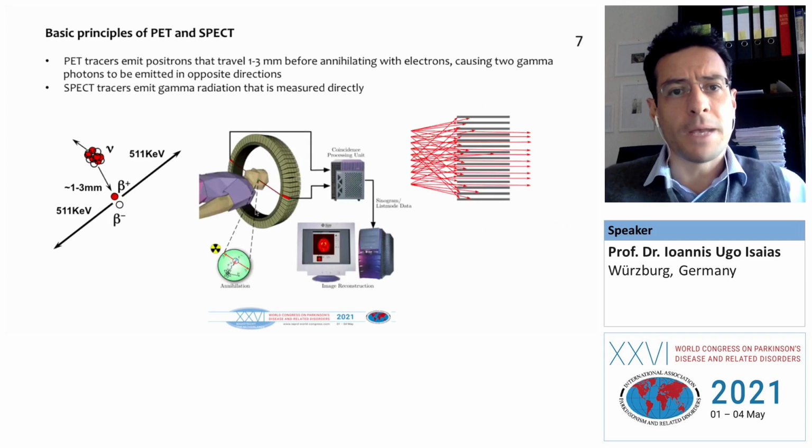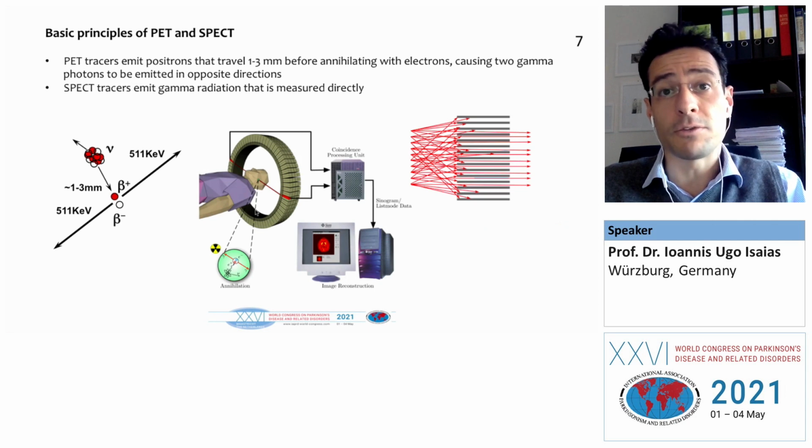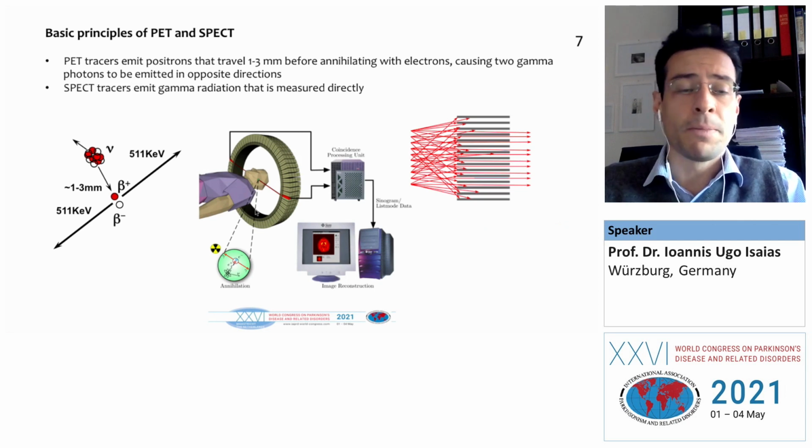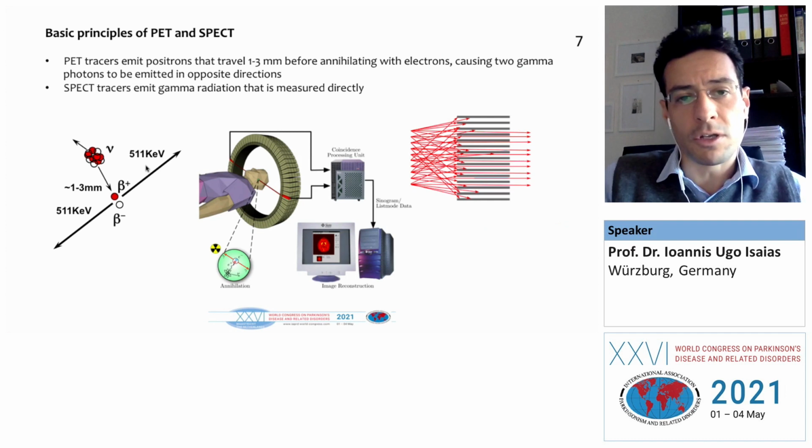With regards to PET and SPECT imaging, these are completely different methods. The main difference is that for this investigation, we have to inject a radioactive compound, a ligand that is radioactive, and after a certain time from the injection, it allows some brain imaging investigations.